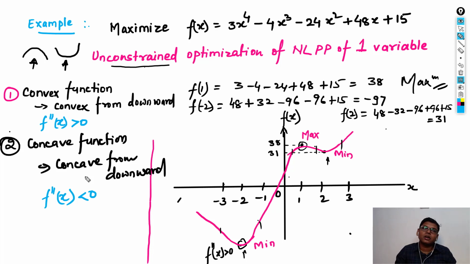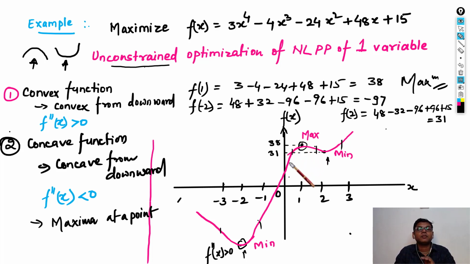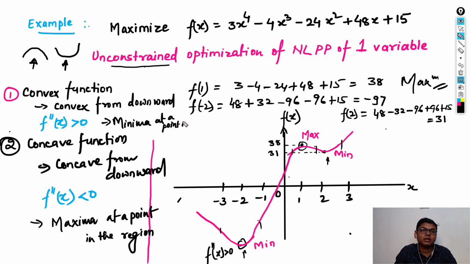Okay, this concept will be used later, that's why I am telling you, okay, that if the function is concave, then what is the chance here? There is a chance of getting maxima, a maxima at a point in this region. If this function is concave in this region, then here you will get maxima, at a point in the region. Which region? In the region of concave function, and here we will be getting minima at a point in the region of convex function. Clear? So this is an important point.